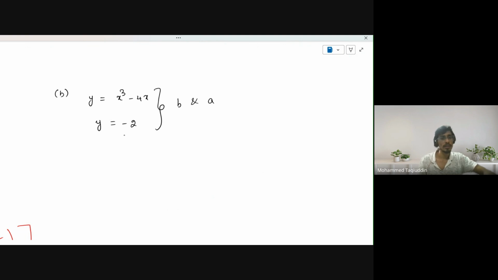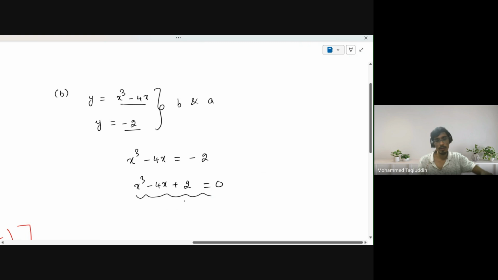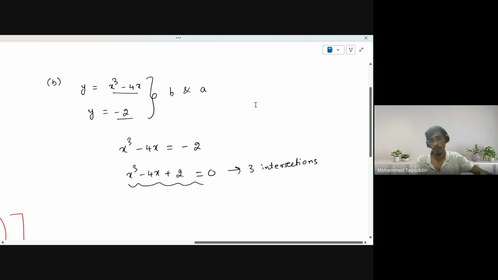Just if you want to evaluate it, you can equate them: x cube minus 4x equals negative 2, and then x cube minus 4x plus 2 equals 0. Since this is a cubic equation, you are going to get three different intersections, because it gives three different inputs. But I'm not interested in finding the intersections, because the question clearly says do not evaluate it.